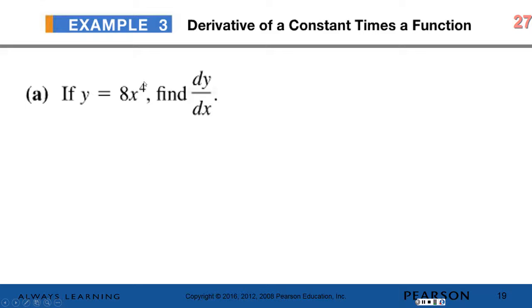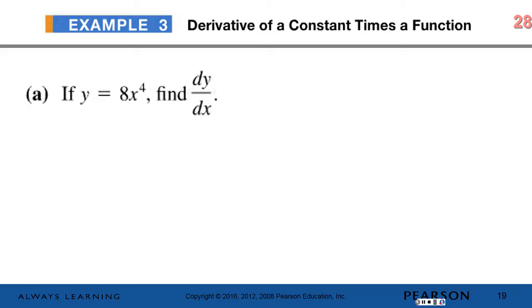Here your function is x to the 4th, but it's multiplied by 8. So keep the 8, just leave it sitting out there, and find the derivative of x to the 4th. What's the derivative of x to the 4th? 4x to the 3rd. Okay, 4x to the 3rd times 8. 32x to the 3rd. Okay?